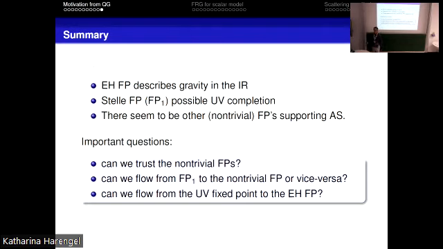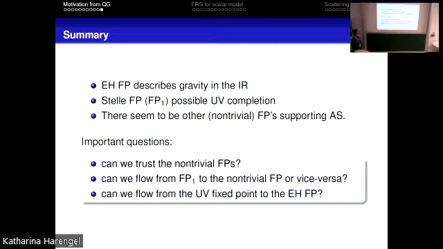And so in this case, you see that we have two fixed points. The one that corresponds to Einstein theory at low energy. So this describes GR as we know it, describes gravity as we know it. There's a Stelle fixed point with four derivatives, which may provide a possible ultraviolet completion. And there seem to be other fixed points, non-trivial ones, which support perhaps asymptotic safety instead. And then there are several questions which are still left unanswered.